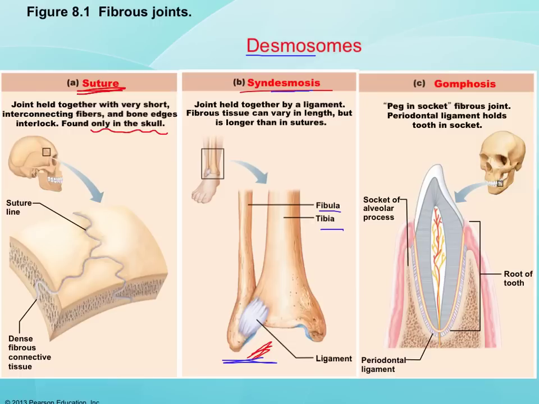The last type of fibrous joint is between our teeth and the gum. The peg-in-socket here is the type called gomphosis. Gomphosis. I normally remember it by thinking of the G-O-M as a G-U-M, so that reminds me that this joint is in our gum. That's a gomphosis.